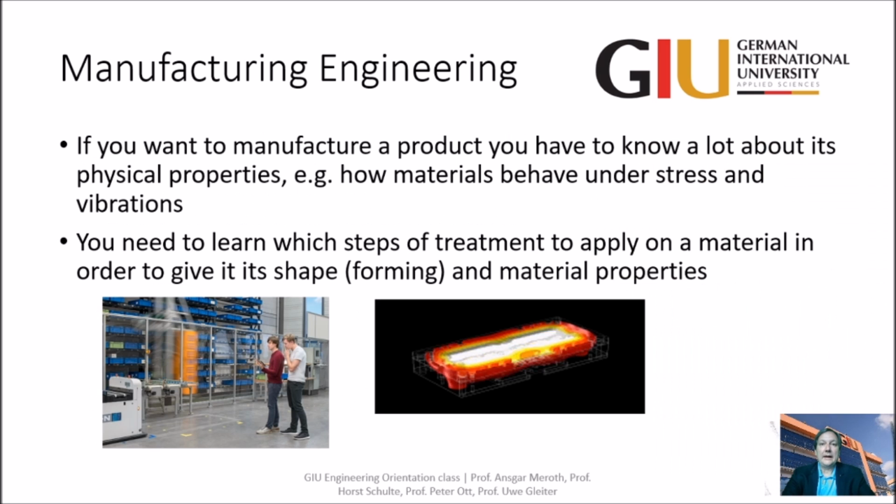Next, manufacturing engineering. If you want to manufacture a product, you have to know a lot about its physical properties, for instance, how materials behave under stress and vibrations. And you learn which steps of treatment you have to apply on a material in order to give it its shape, so you form the material, and its properties. And of course, you learn applying machines to manufacturing.